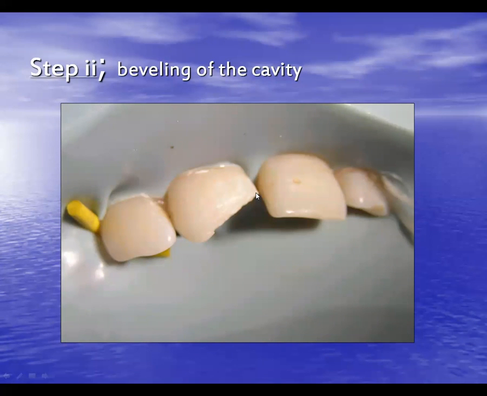What is the clinical significance of this bevel? If you don't place the bevel, in the final restoration you can see a black line of demarcation in the anterior region. So while doing the beveling of the tooth, you can avoid these black lines.